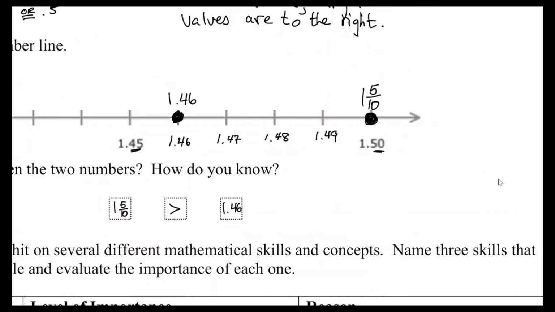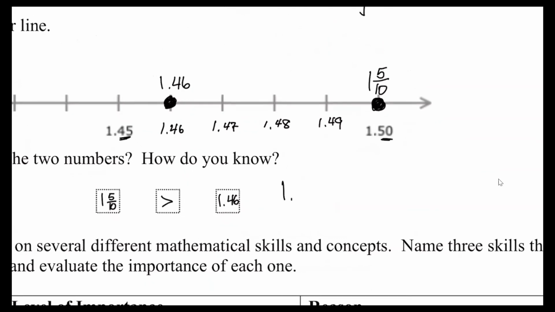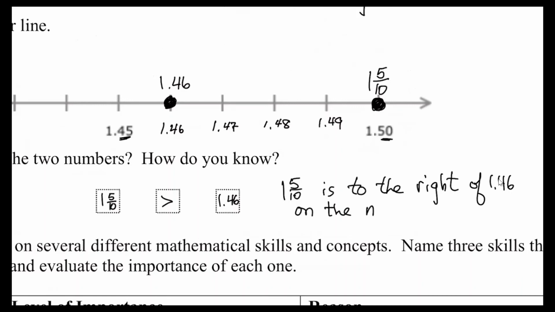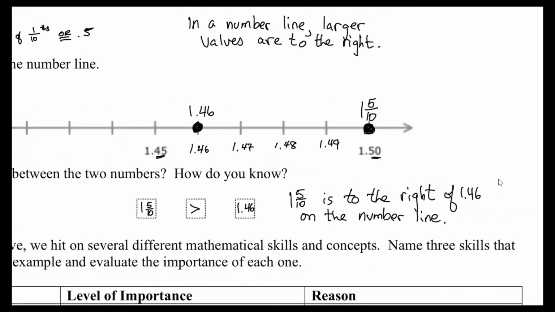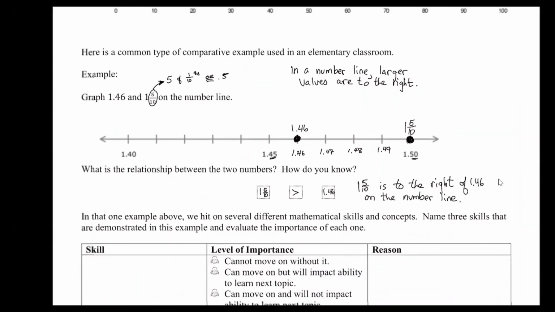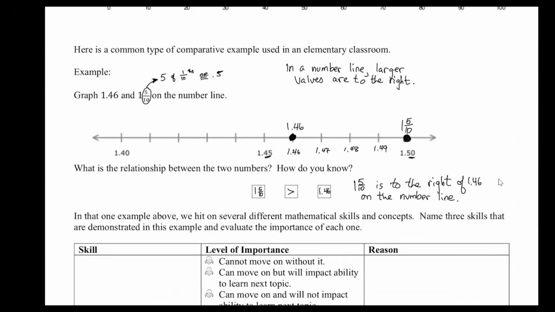So 1.5 is to the right. Actually, it was 1 5/10 is the way they wrote it, wherever they are. Is to the right of 1.46 on the or a number line, doesn't matter. Number line. You know, and that's really what it comes down to. You know, like, can you take that away from the example? Because, you know, graphing on a line, it's like, okay, cool, I demonstrated your skill. But what was the value in that skill, right?